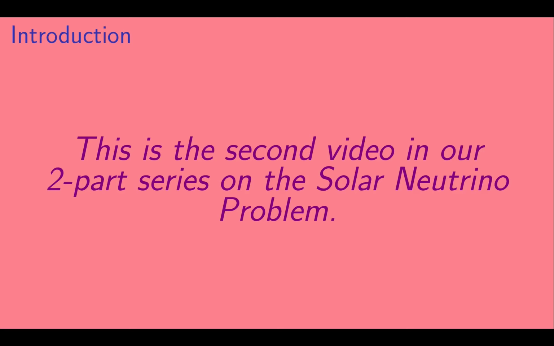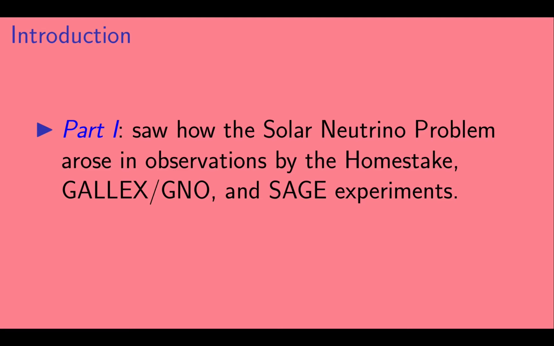This is the second video in our two-part series on the Solar Neutrino Problem. In Part 1, we saw how the Solar Neutrino Problem arose in observations by the Homestake, GALLEX/GNO, and SAGE experiments. Here, we're going to talk about the solution to the Solar Neutrino Problem.